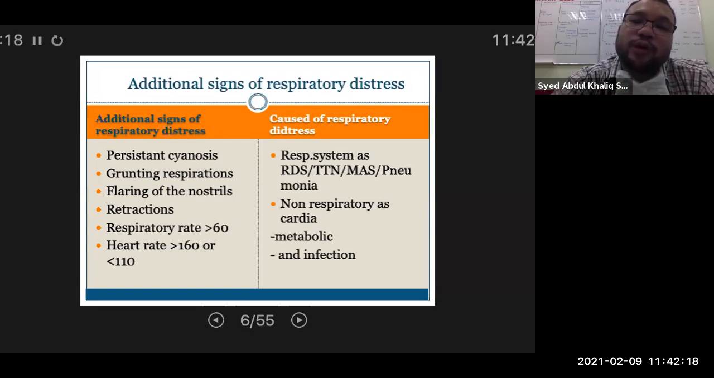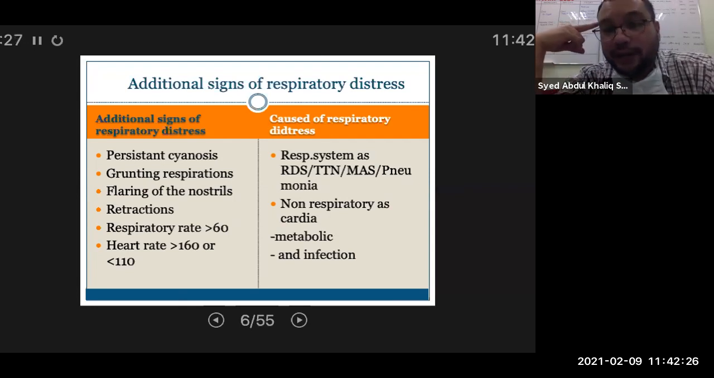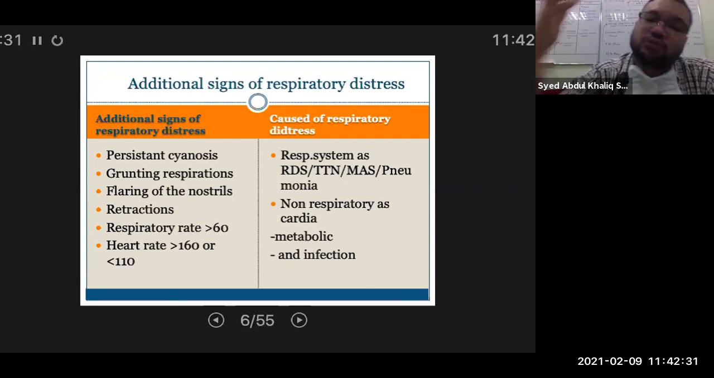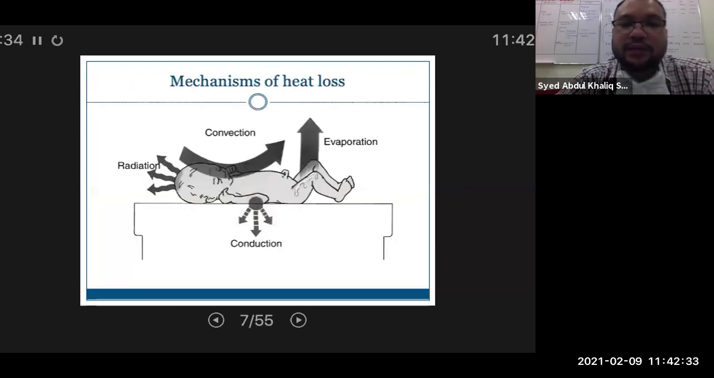It can be a problem with another system. Why? Because our respiratory rate is not controlled by our lungs. Respiratory rate is controlled by our brain. So whatever fires up the brain can cause us to have tachypnea.